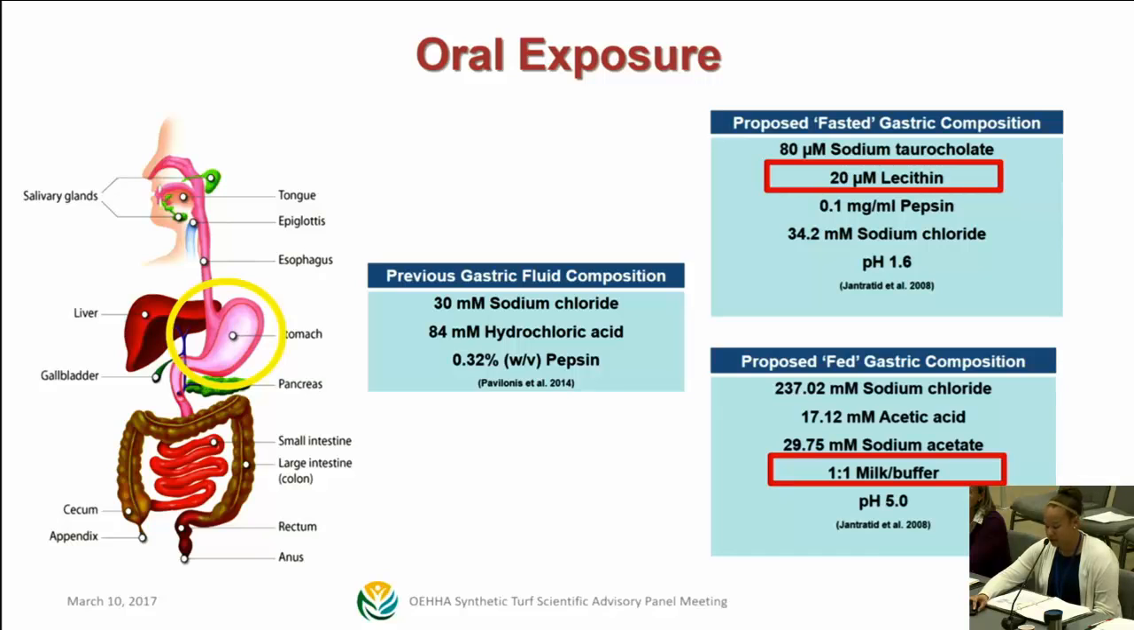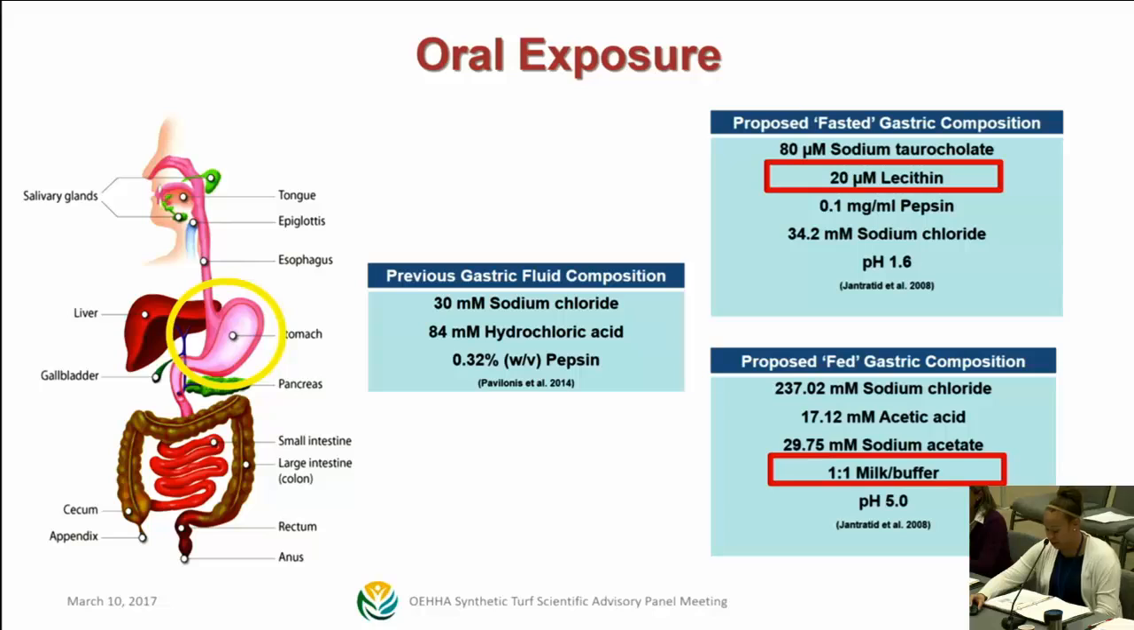Based on the time since the last meal and the presence of food, this can have an effect on the pH of the gastric fluid, and it can also affect the types and amounts of chemicals that can be extracted, because as you can see with the fed composition, we have a milk component, which is intended to mimic the standard macronutrient levels that are expected in a typical meal, such as proteins, carbohydrates, and fats. You can notice the pH difference between the two fluids. The fasted composition is very acidic, while the fed composition has a higher pH.